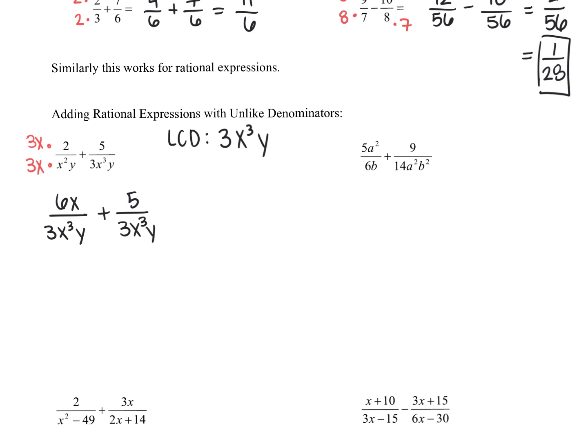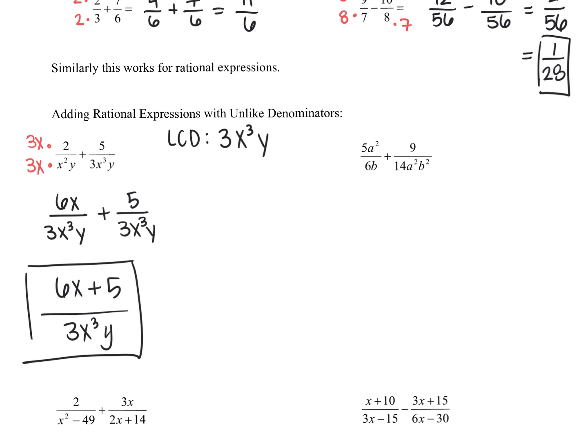Now that I have common denominators, I can go ahead and combine them. I get 6x plus 5 all over 3x cubed y. And there's nothing else I can do to simplify that further, so that is my final answer.